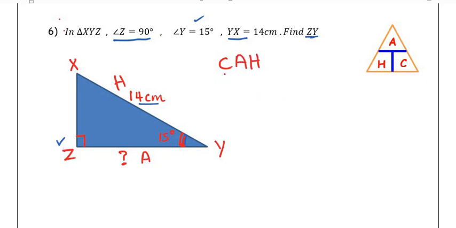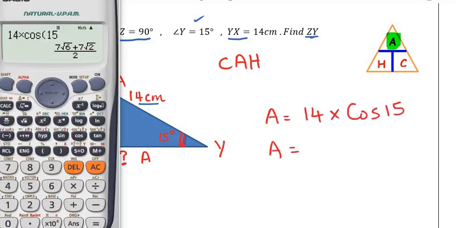That means I have to think about the word CAH. And now because I'm finding the adjacent, I will cover this adjacent and see what is left. We are left with hypotenuse times cos angle. So get the answer now.